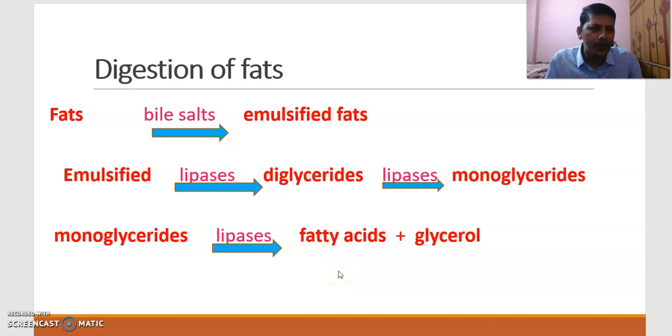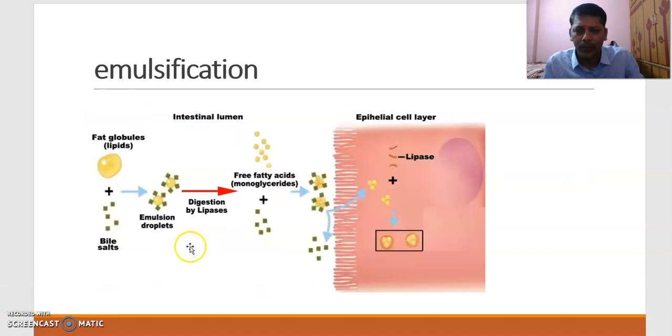What are the end products of protein digestion? Amino acids. What are the end products of fat digestion? Fatty acids and glycerol. Okay, that's the end of fat digestion. Finally, these digested fats are absorbed into the epithelial cell layer. We will discuss that in the next one.